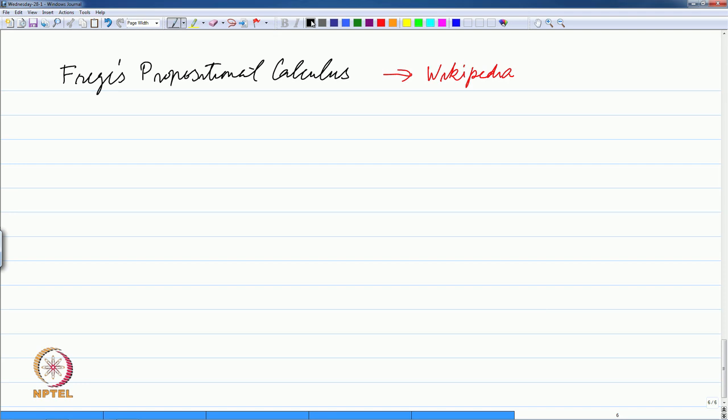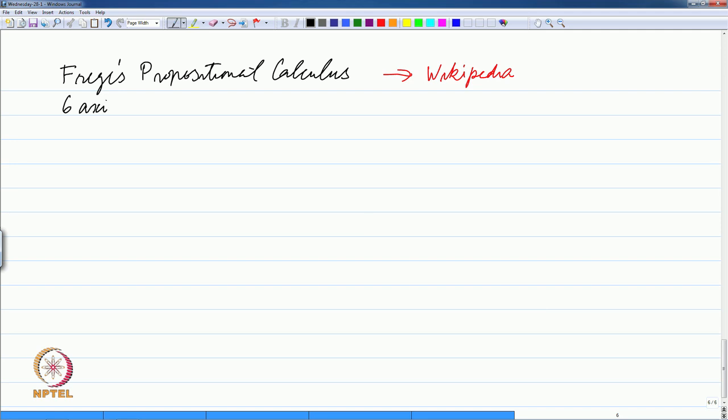So, Frege's propositional calculus is made up of a set of axioms. Remember that we had said there are two kinds of axioms. One is the logical axioms, which are tautologies, and the other is the domain specific axioms of the kind we saw in the example that we just solved in the last class. Frege's propositional calculus works on logical axioms, and there are 6 axioms, which are written as follows.